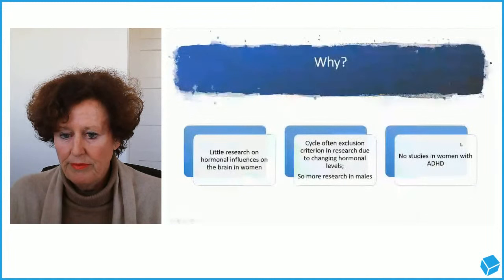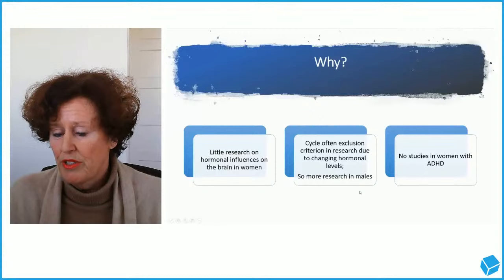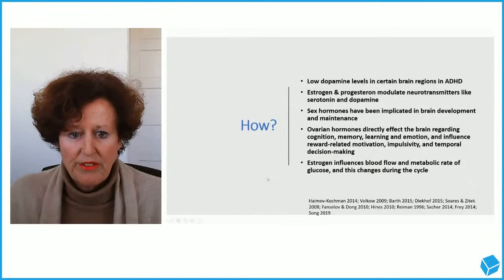So what does it mean? What do these data tell us? Well, we know there's little research on the hormonal influences on the brain in women. The cycle has often been an exclusion criterion in research due to these changes. And there is absolutely nothing in women with ADHD.